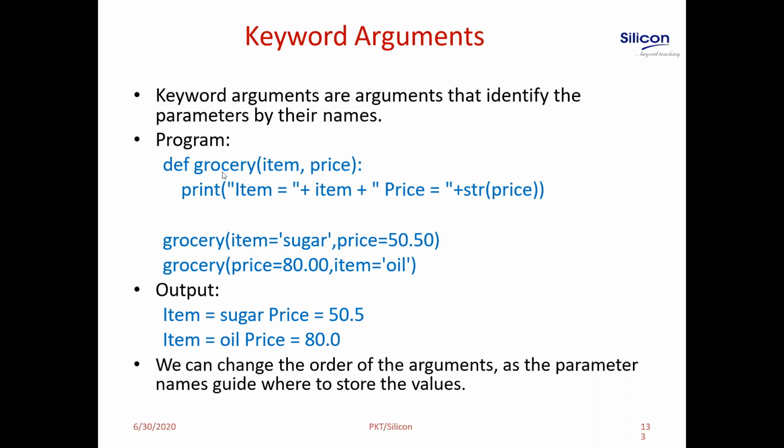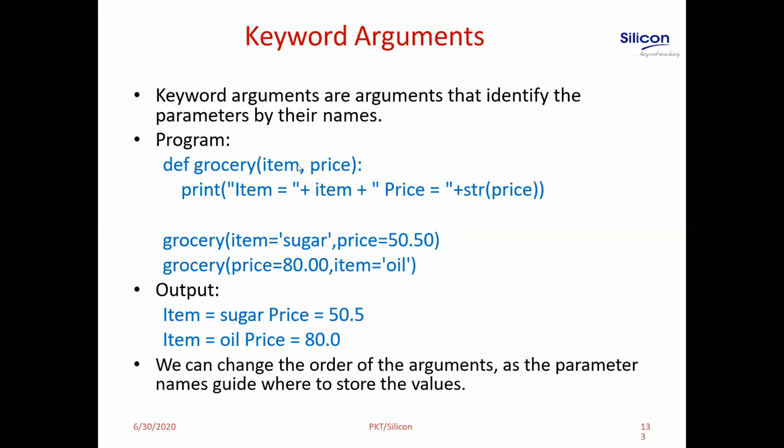So suppose I have a function define grocery, item, and price. The first one is item, the second one is price. Whenever I pass the first argument, it goes to the first one, and the second goes to the second one. But just look over here. Here I write item equals sugar, price equals 50.5. There is no problem. It will run fine. And if I write price equals 80 and item equals oil, then also it will accept, because it will take according to the keyword.